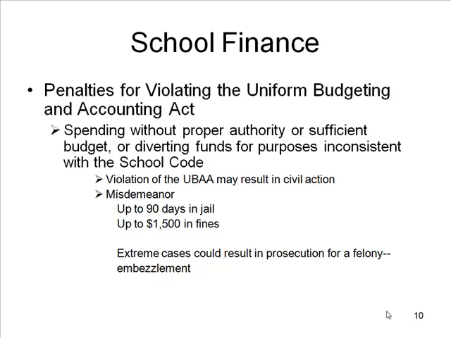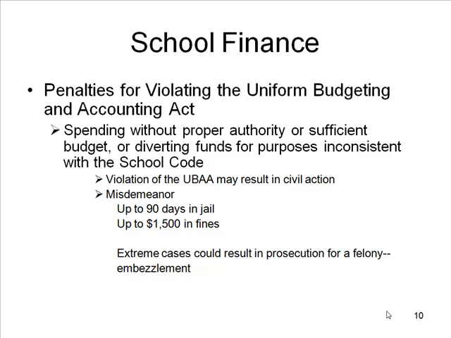The state has rules and regulations as well as laws on the books under the school code pertaining to the violation of the Uniform Budgeting and Accounting Act. The Uniform Budgeting and Accounting Act is what governs school funding and financial reporting in the state of Michigan. Basically, it stipulates that you cannot spend without proper authority or sufficient budget, or divert funds for purposes inconsistent with the school code, and those purposes are specifically dictated towards the providing and furthering of educational programs for children. It doesn't say anything about providing amenities for adults, but it is specifically aimed at children and their educational opportunities.